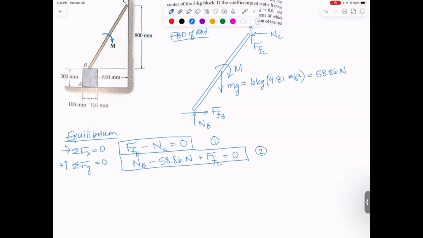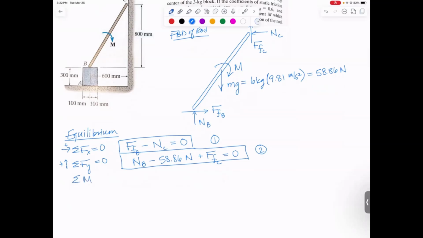And then finally, we need to sum moments. You can sum a moment anywhere you'd like. I chose to do point B simply because we have 2 unknowns at B. It doesn't really make the math any easier versus if you summed it at C instead. So applied moments, first we've got an actual applied couple moment, M, that's clockwise. So we'll have a minus M. Also, the weight will cause a clockwise moment about point B.